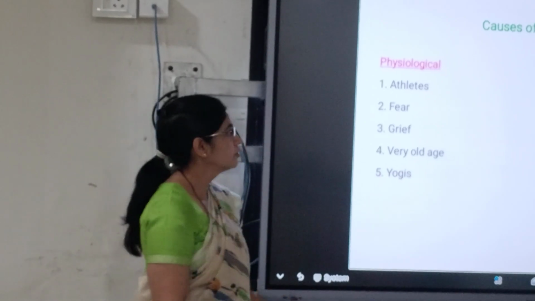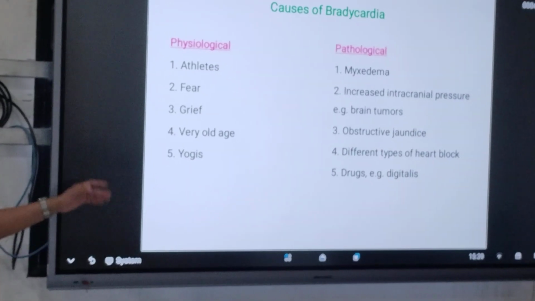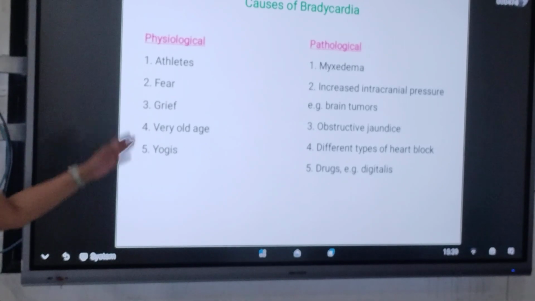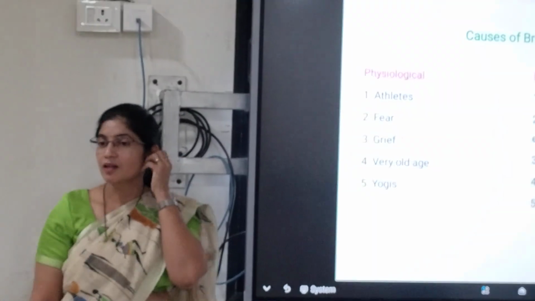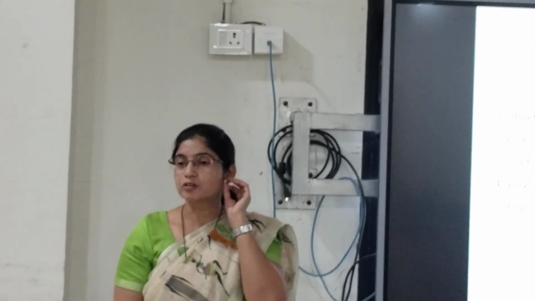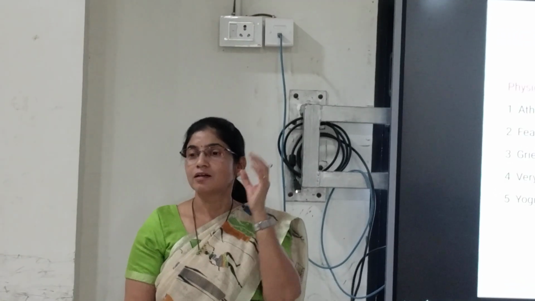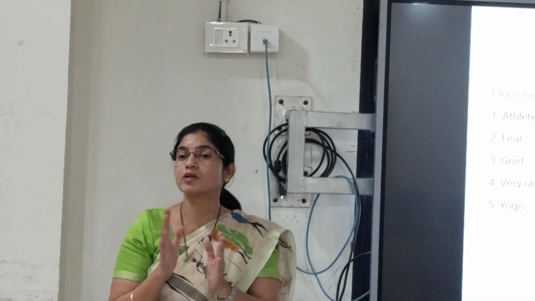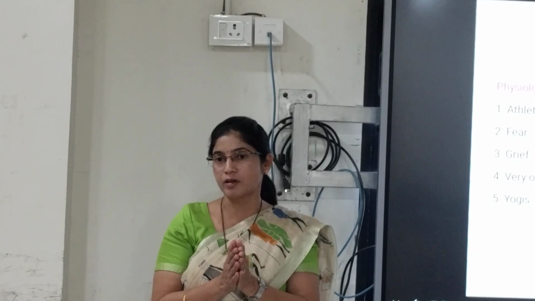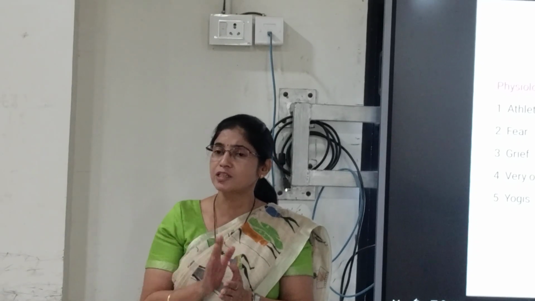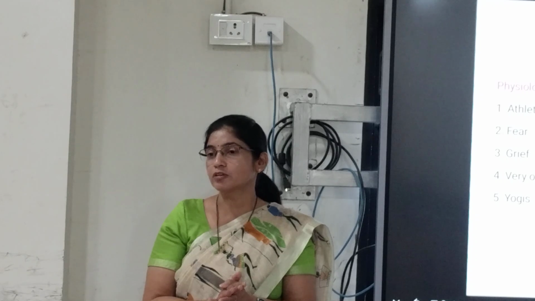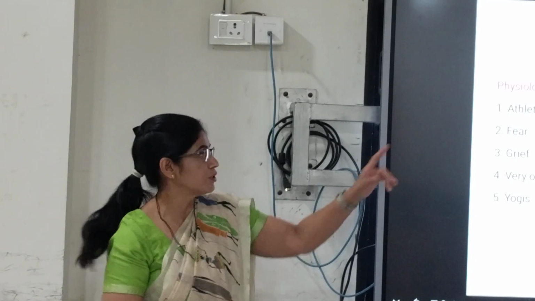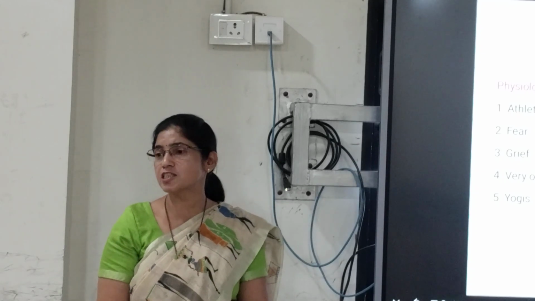Causes of bradycardia, physiological: athletes, fear, grief, very old age and the yogis, there is a decrease in the heart rate. Even in pathological conditions, myxedema. What is myxedema? There is hypothyroidism. Thyroid hormone mainly maintains your normal basal metabolic rate, and that basal metabolic rate is very much decreased in hypothyroidism, and you will get a decrease in the heart rate. The severe form of hypothyroidism is myxedema.